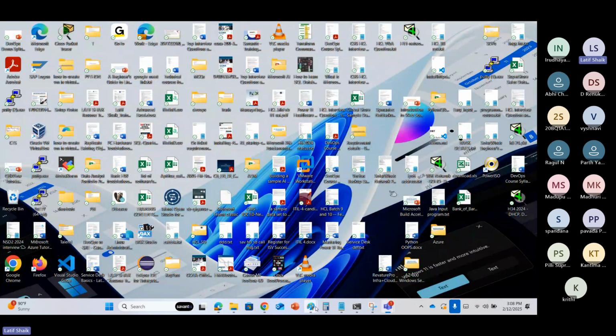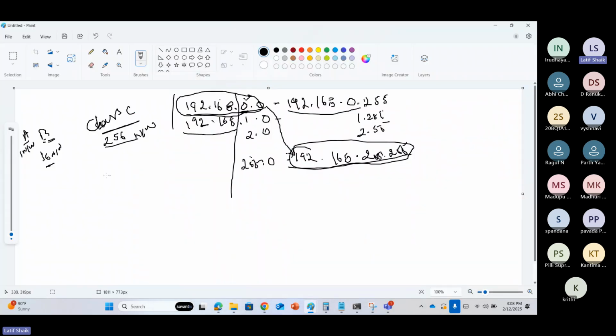One more thing in class C: in case there is a 192.167 network, 167 means it's public. After 192.168, 169 comes, and again it is public, not a private one.